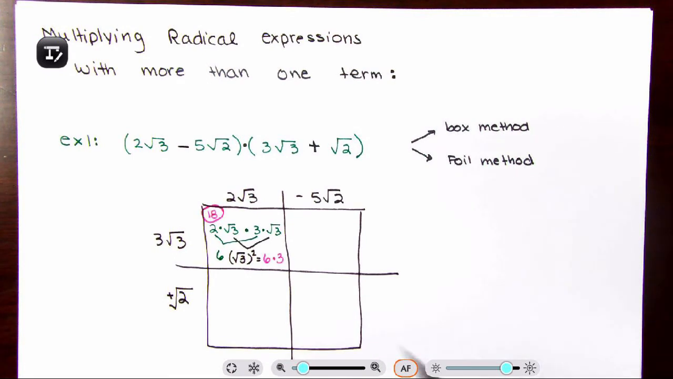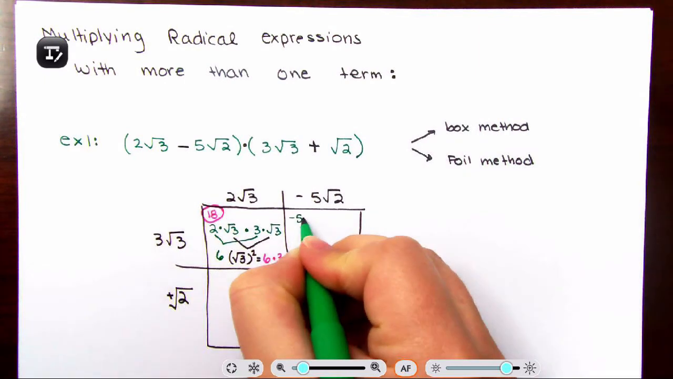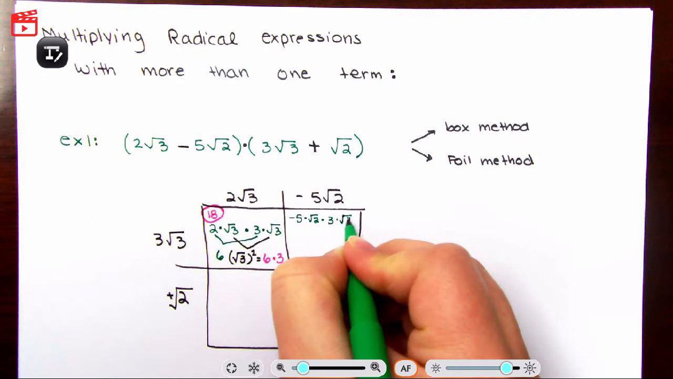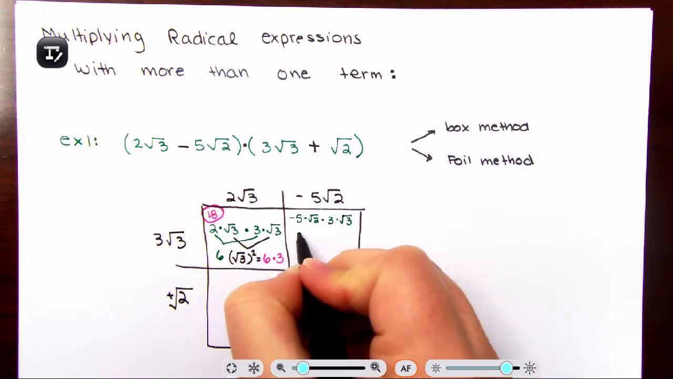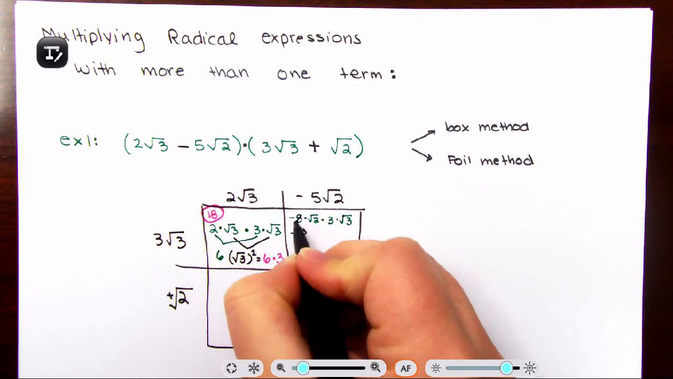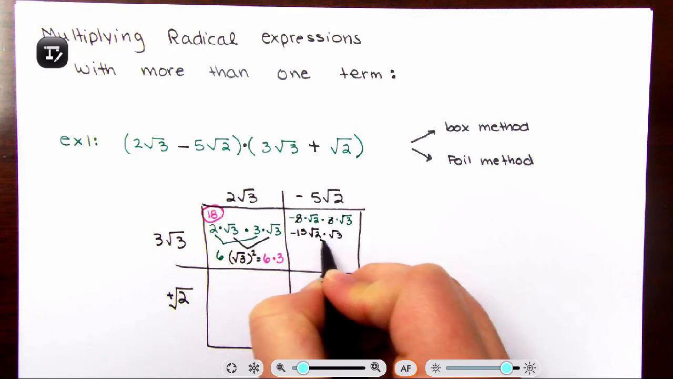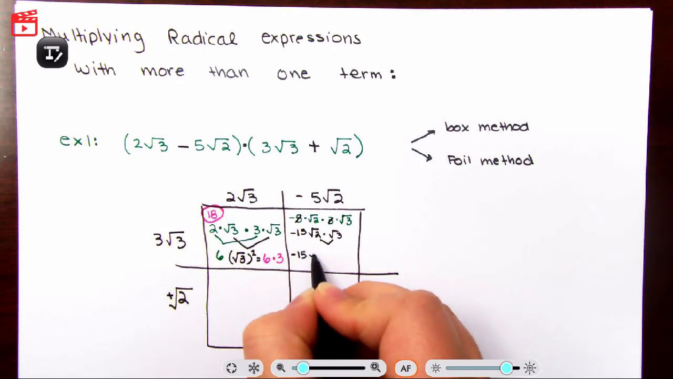Let's do another one. I'm kind of regretting how small I made these bubbles, but that's okay. -5 times root 2 times 3 times root 3. So that means I have -5 times 3, that's -15. Then I have a root 2 times a root 3. Make sure you know your product property, which means I have -15 times root 6.